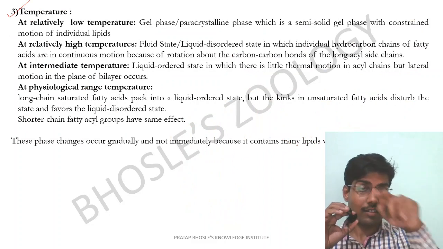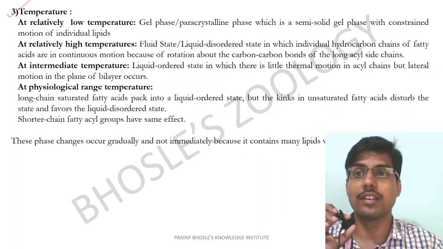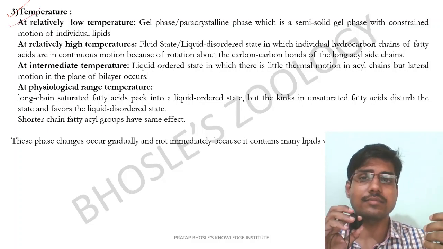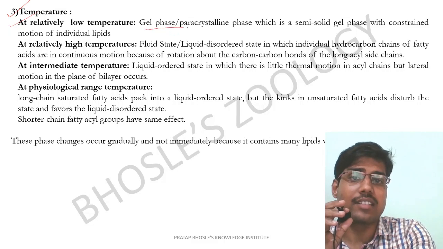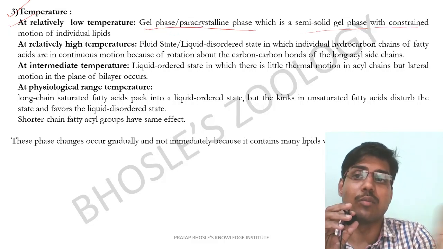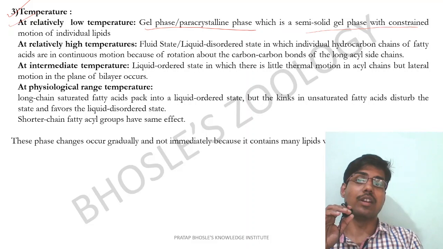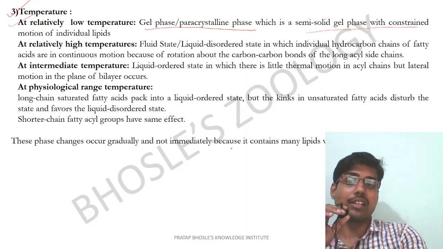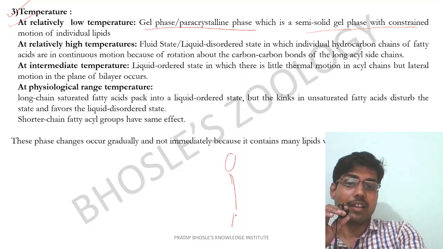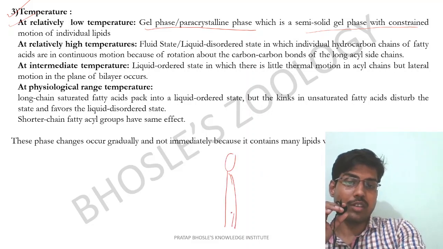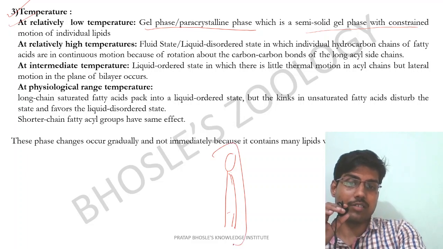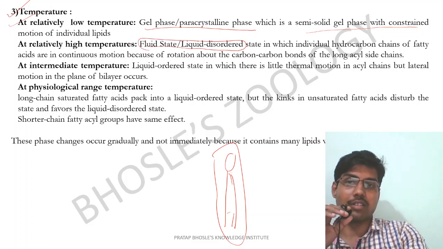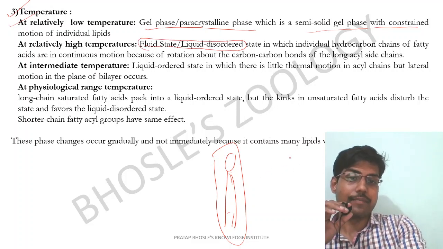Next part, the last factor is the temperature. What happens at a relatively low temperature, we have already seen, is that the gel phase or the paracrystalline phase, which is a semi-solid phase, is formed, which has constrained motion of individual lipids, right? And at a relatively high temperature, we have seen that when the temperature is low, they form a compact structure, so that's why it is a gel-like state. But at a higher temperature, a fluid state or the liquid disordered state is formed.